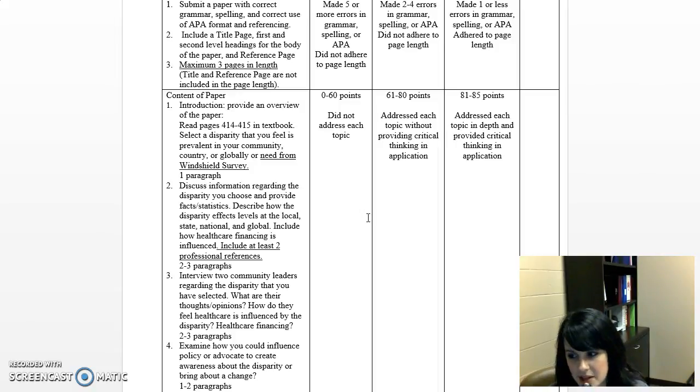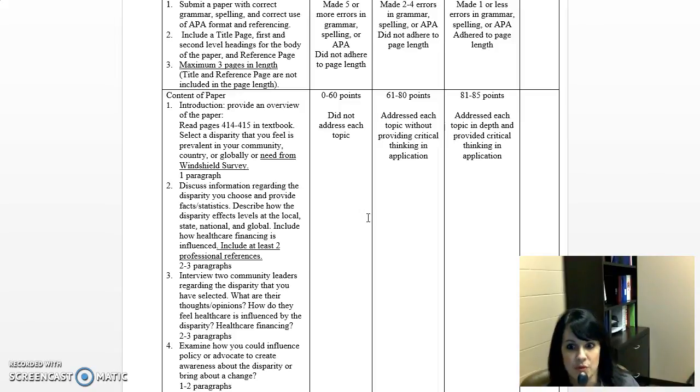Say you do smoking or tobacco use. You can always interview high school principals or school nurses. Again, the health department is a great resource for probably most of the disparities you'll choose. And these are some questions I want you to ask them. What are their thoughts and opinions of the disparity that you have chosen?